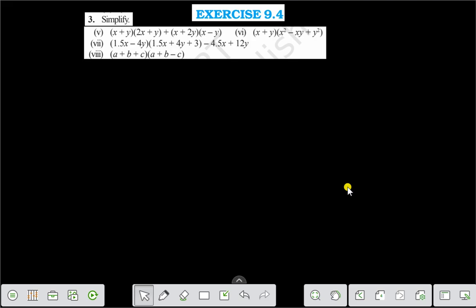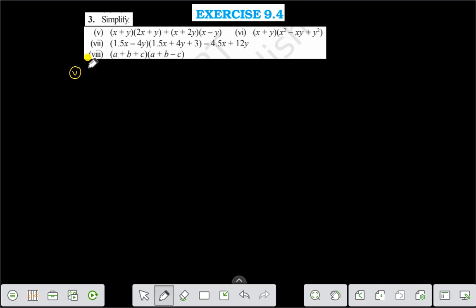Hello everyone. Today I'll discuss exercise 9.4 question number 3, question number 5, 6, 7 and 8. Now we'll solve question number 5. First we'll solve question number 5.